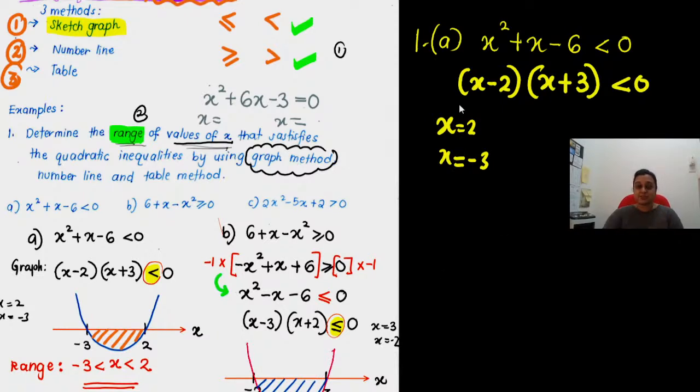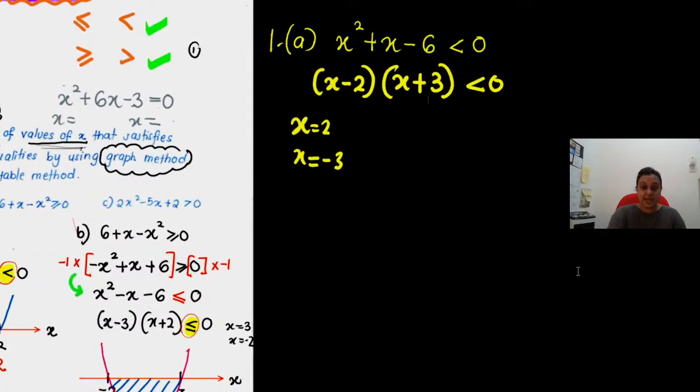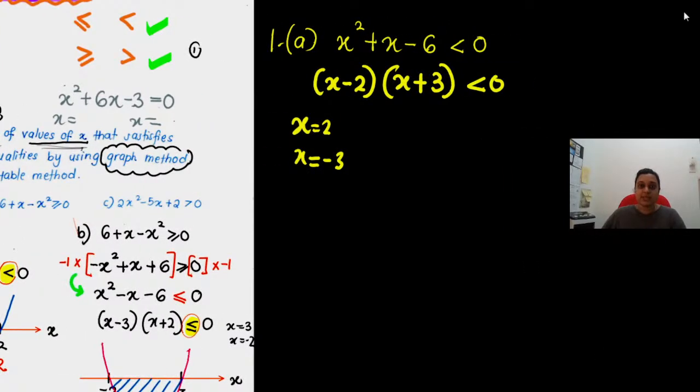Now this is where you're going to do the number line method. See carefully. First step, you draw a straight line. Make sure the arrow is going towards the right hand side because this is for x. We are doing for x. Then you need to identify which number is smaller and which number is bigger. In this case, negative 3 is smaller, 2 is bigger.